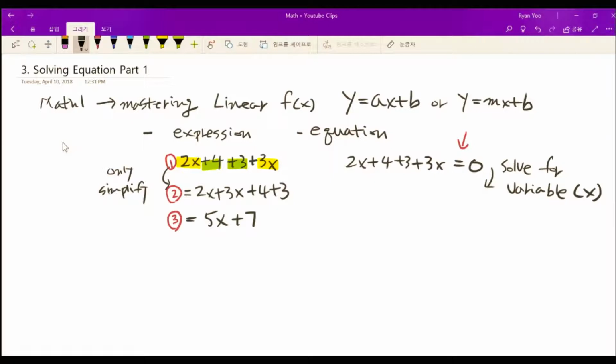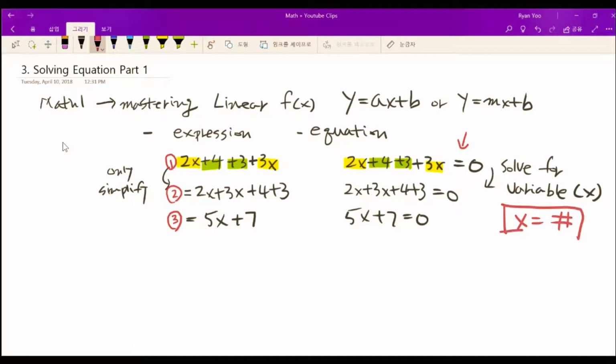But we're going to do pretty much the same thing. I see here they have a 2x and 3x. They are like terms. They both have x. I have a positive 4 and positive 3. They are like terms, they're just numbers. So if I combine like terms, I will have 2x plus 3x plus 4 plus 3 equal to 0. And same as before, I have 5x plus 7 is equal to 0. Now, a little different, the idea here is you're going to solve for the variable. In other words, at the end of the day, your answer looks like x is equal to some number. This is the idea of solving an equation.